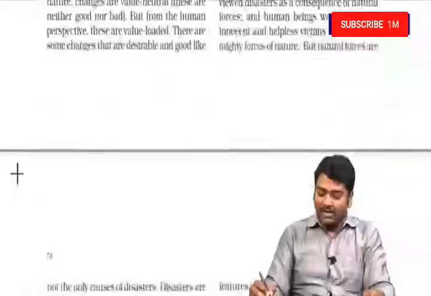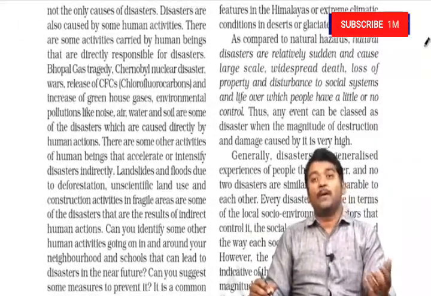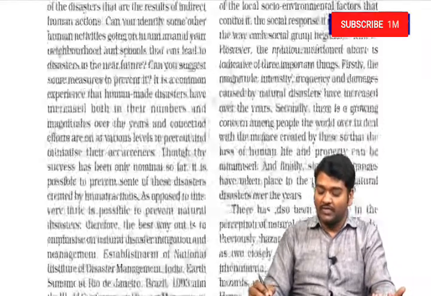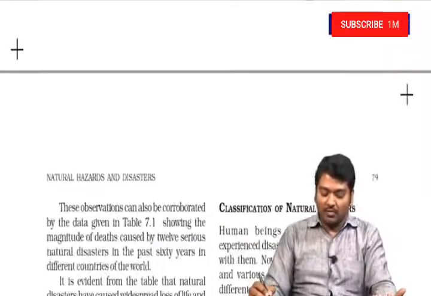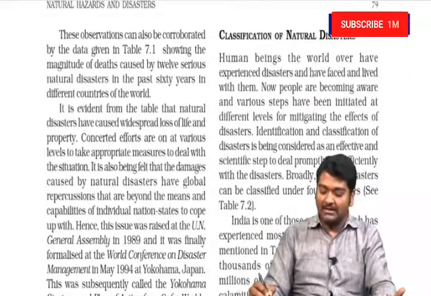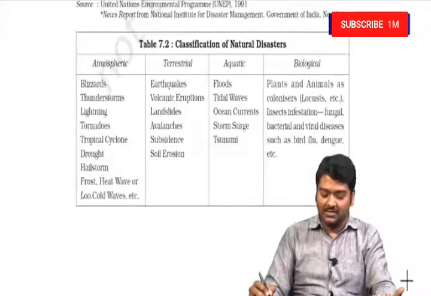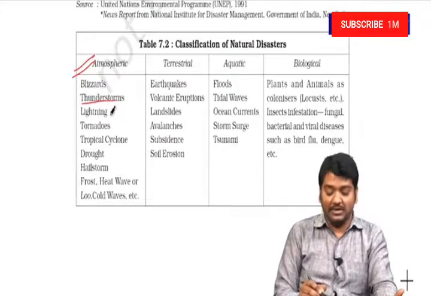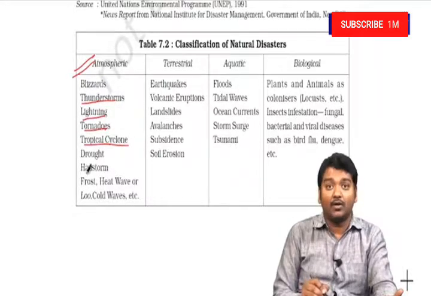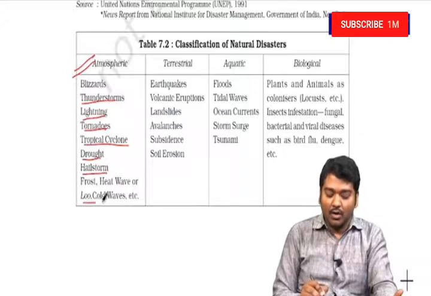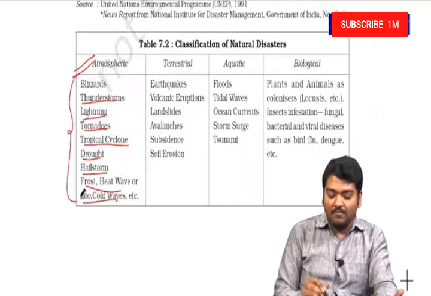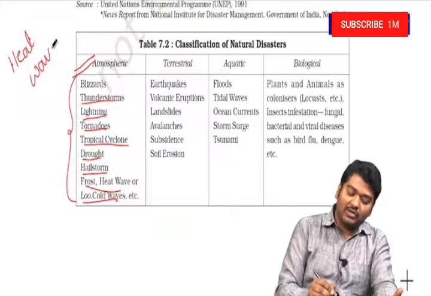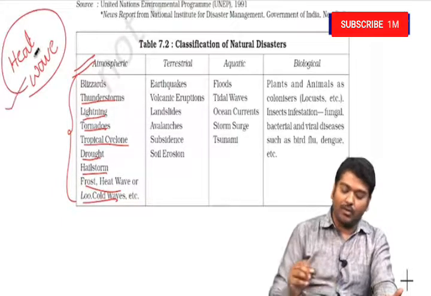So when we look at disasters, you know that the Bhopal gas tragedy led to a disaster. Climate change is also creating a lot of disasters across the world. What is more important for us is the classification of the natural disasters. When I talk about the atmospheric ones, we talk about thunderstorms, people die because of it, lightning, tornadoes, cyclones, drought, hailstorm, cold waves, heat waves. This is part of it. Now, this year we have actually had a heat wave also as a disaster. So this is also important for you.